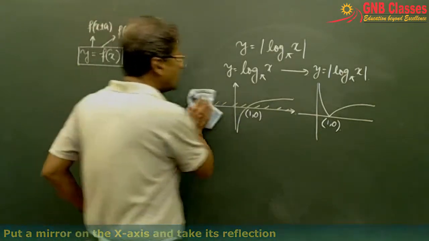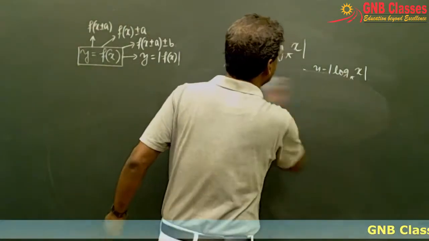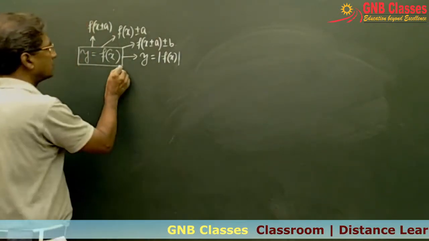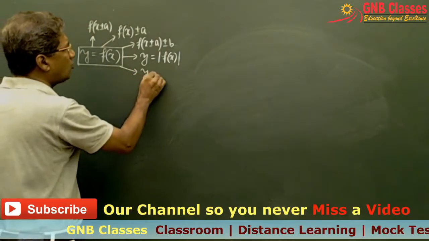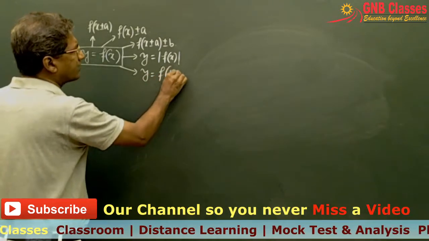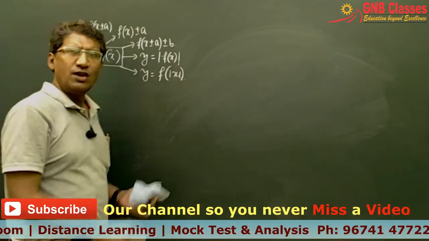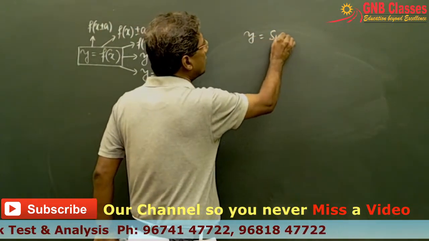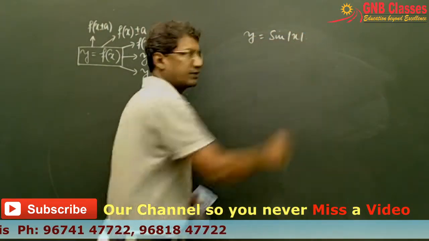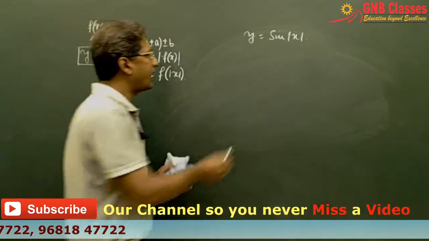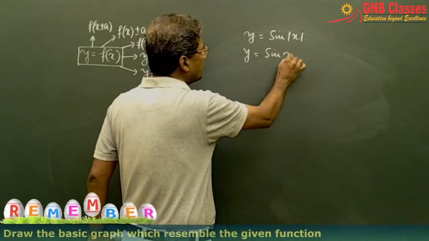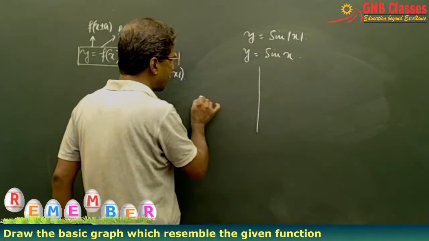Okay. Now let us come to another transformation, which is y equals f of mod x. Let us take an example, let us say y equals sine of mod x. How to draw this graph? First of all, you draw the basic graph, y equals sine x. How does it look?